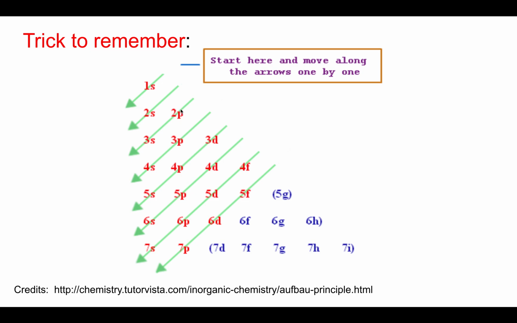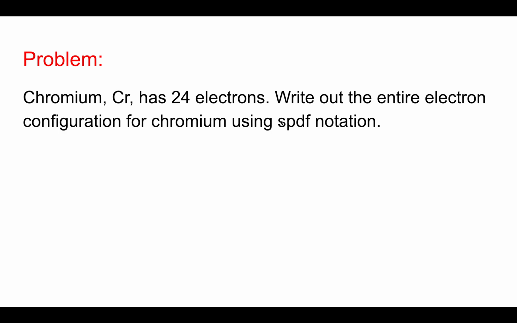Now, a p subshell has 3 p orbitals. So each of those orbitals can have 2 electrons. So we can have 6 electrons in a p subshell. 2 electrons, 6 electrons, 2 electrons, 10 electrons, and so forth and so on. Okay? All right.